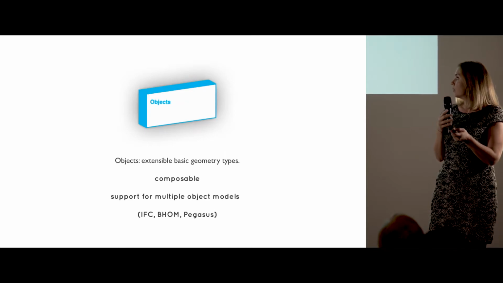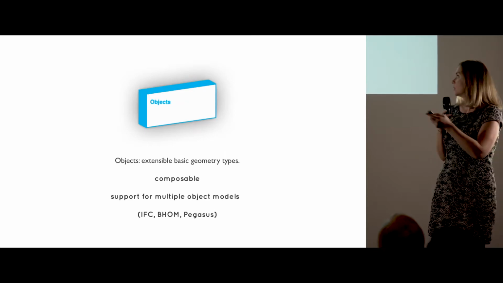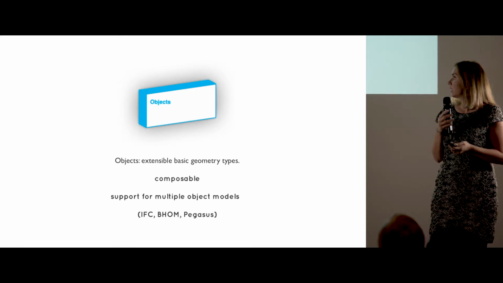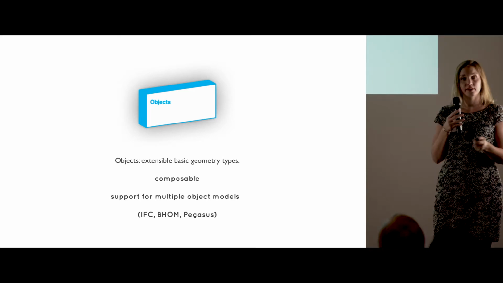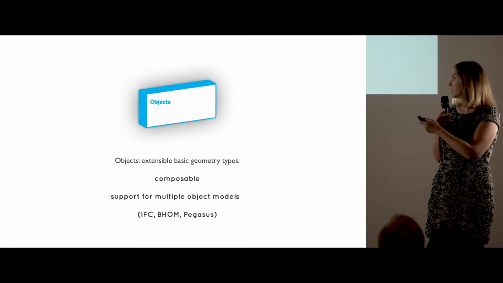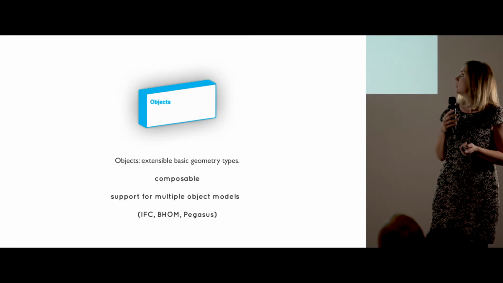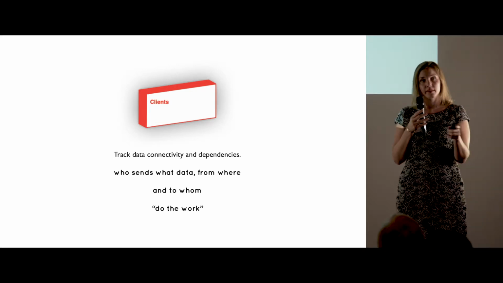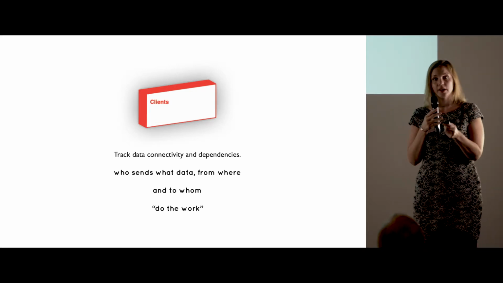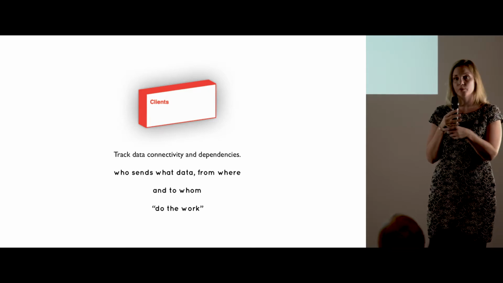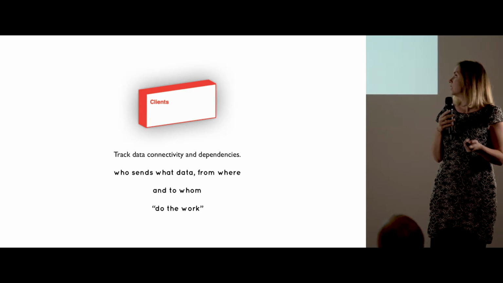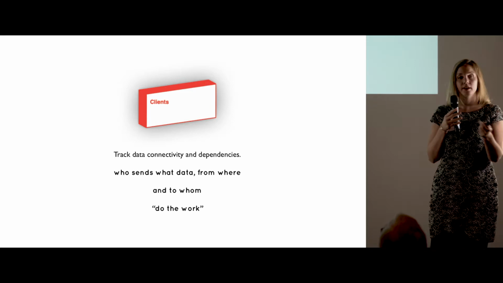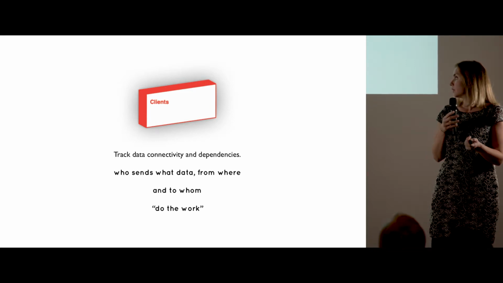Objects also include some geometry, so it's extensible basic geometric types that can support different object models, some examples like IFC. And clients essentially are the connections between these objects, the connections that actually help us understand what's going on and how we are defining these different streams from where information is shared across.